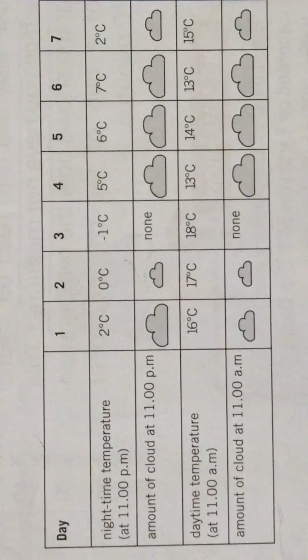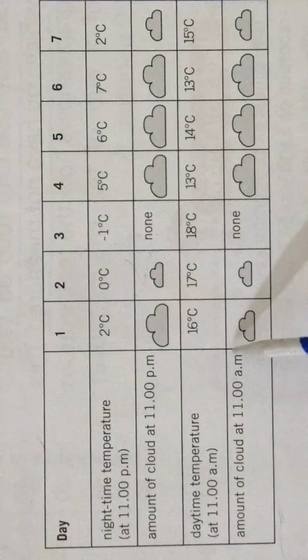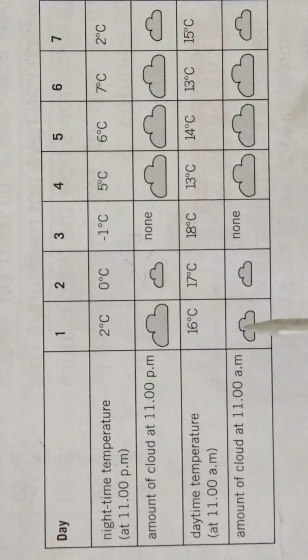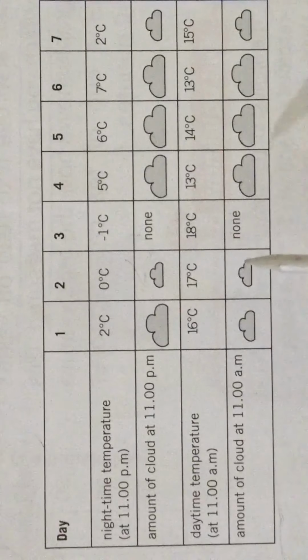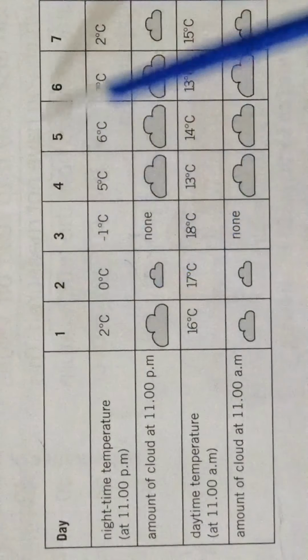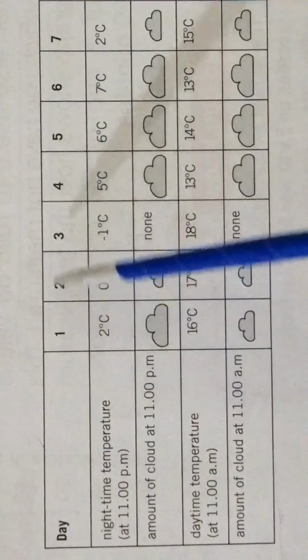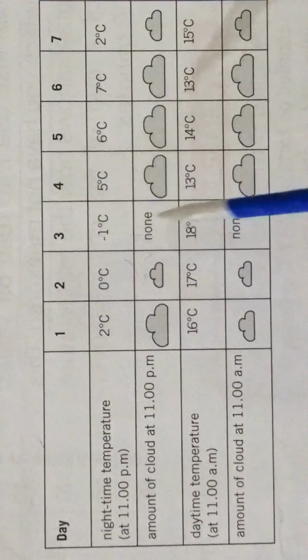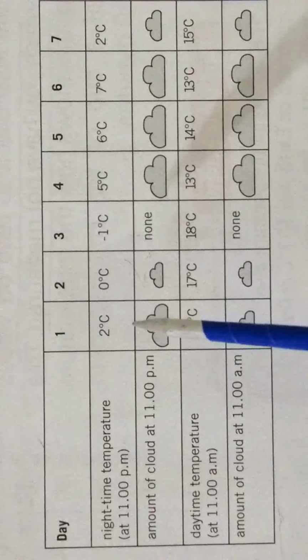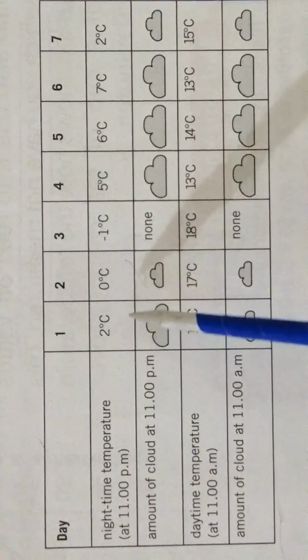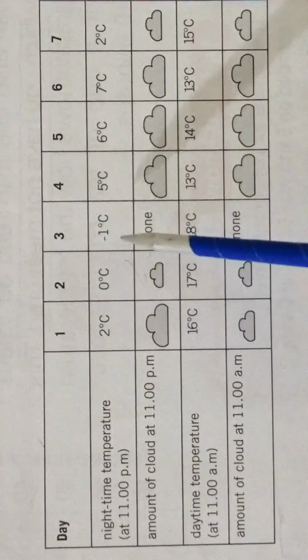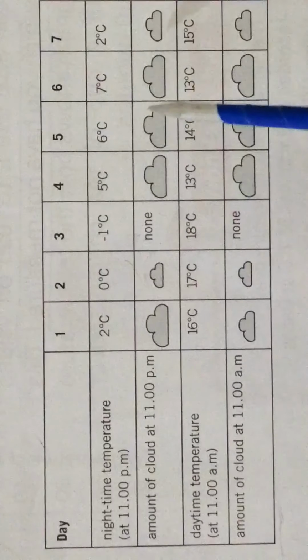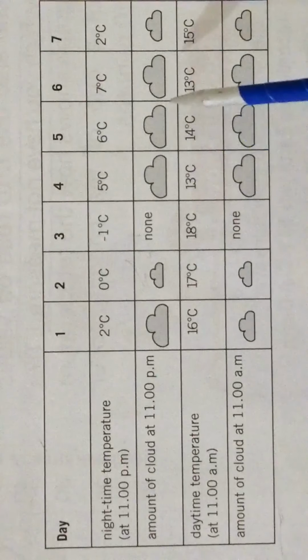Now students, look at the table carefully and try to find your answers by yourself. Our first question was, what is the highest temperature? Now look at the whole table in which you have found the numbers in degrees Celsius. These temperatures are 2 degrees Celsius, 0 degrees Celsius, -1, and so many others. So you have to read it very carefully.